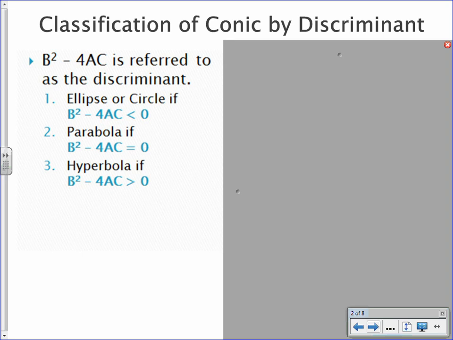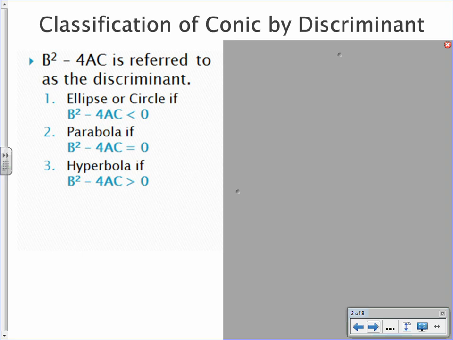We're going to look at what we call the discriminant. You may recognize b squared minus 4ac. Where do we see that? In the quadratic formula. So, you already know b squared minus 4ac. Now, what are a, b, and c?